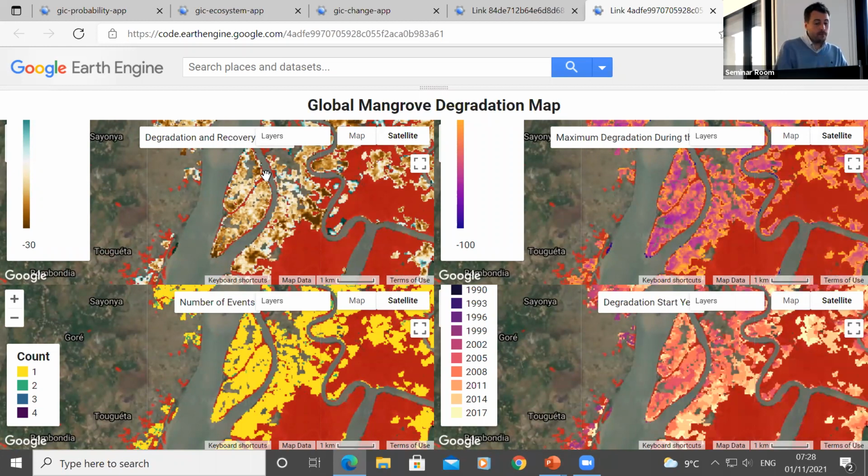We can identify the number of events, so how many times they declined over time, and I think this is going to be important when we look in particular at the Caribbean and the Americas, where you're getting large-scale changes due to things like hurricanes coming in, defoliating the mangroves, and then coming back, and then maybe that happening again. There's also the maximum degradation, how badly and when did it start. So you can see all these different things from the data set.